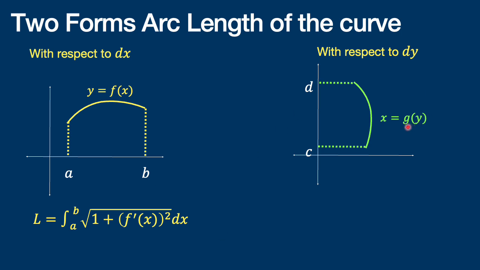So this time the graph is going to be x equals g(y). We want to find the arc length from c to d. In that case, we use this formula: length of arc equals the integral from c to d of the square root of 1 plus g prime of y squared, dy. So make sure which one you're going to use. Both come from exactly the same distance formula, but the choice depends on which variable makes the integral simpler.